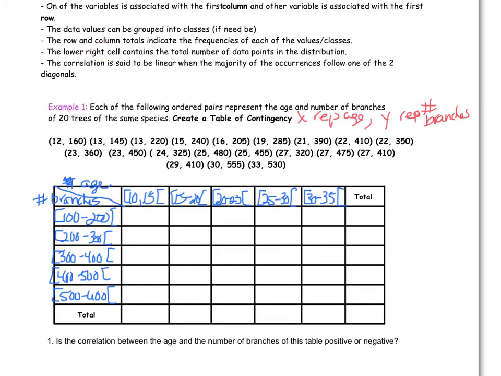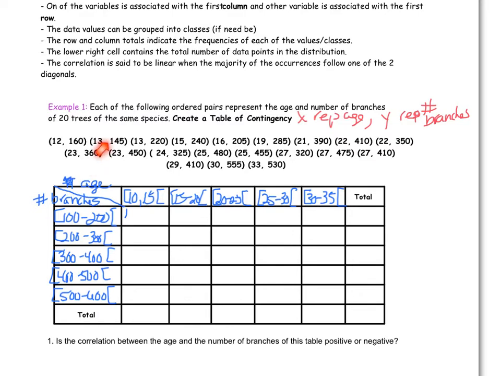Well, that means we're going to look at each number and we're going to figure out which box it's going to fit in. So my first value is 12 and 160. So 12 is going to fit in here and 160 fits in here. So that means in this box we have one piece of data that falls there. So I put a little tick mark.